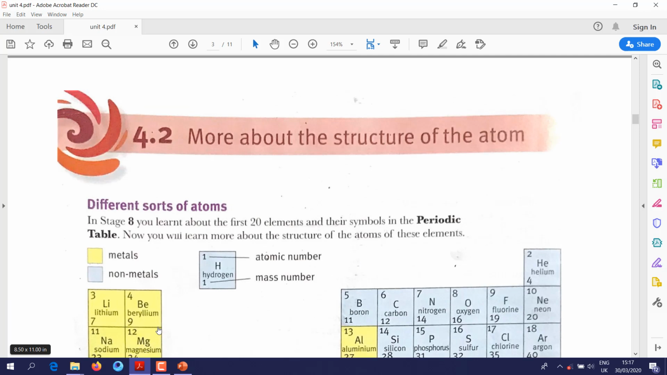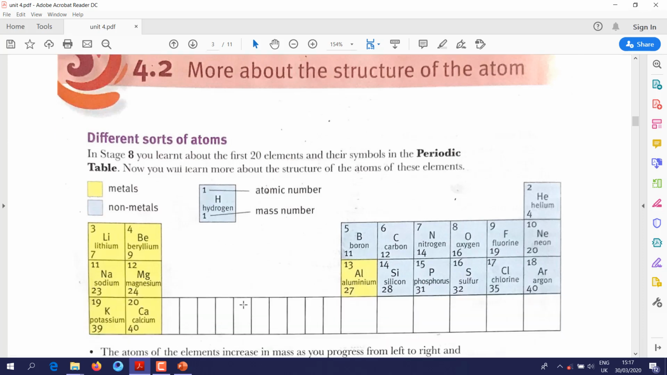More about 4.2, more about the structure of the atom. In stage 8, you studied about the periodic table. We say periodic table, it's the table that contains all the elements that exist on Earth. These elements are arranged in a unique way depending on their atomic number.